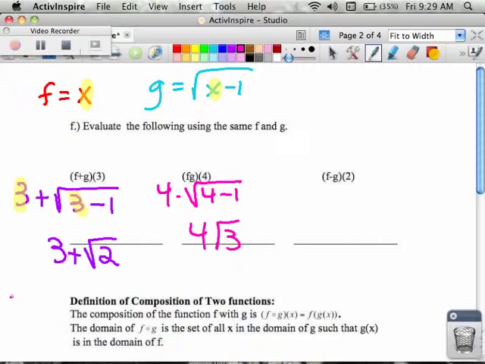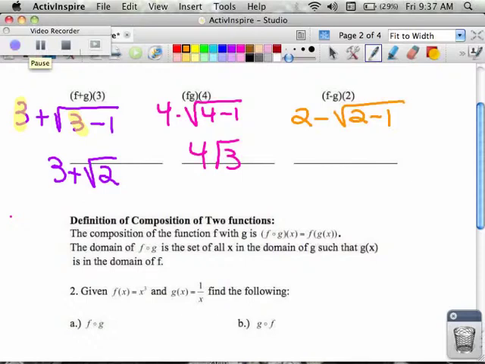And the last one, it says that I am subtracting. So this one I'll have 2 minus the square root of 2 minus 1. If I simplify a little bit here, 2 minus 1 is 1. Take the square root of that, that's 1. 2 minus 1, 1.